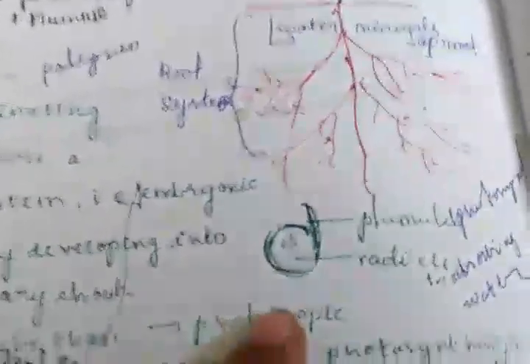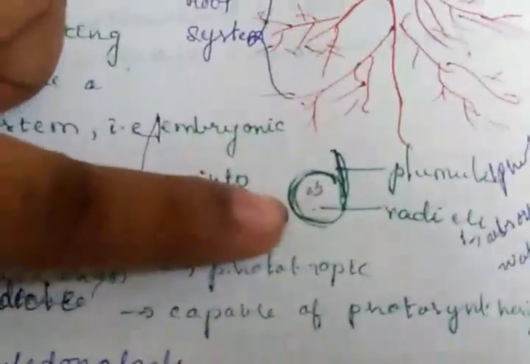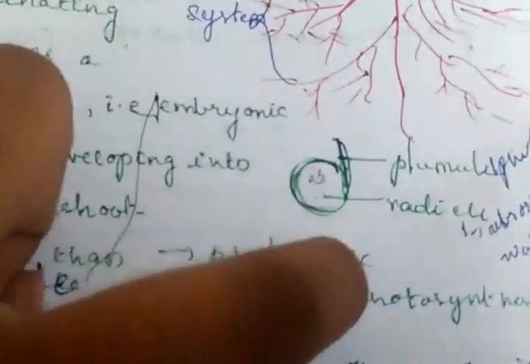See, this is the structure. This is the plumule and this is the radicle. It will be white, so I left a space. It will grow like this. Here a mark, here radicle, here plumule. Here will be the soil.